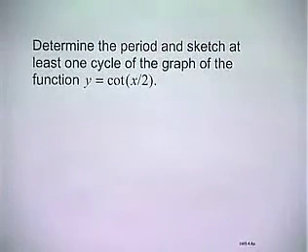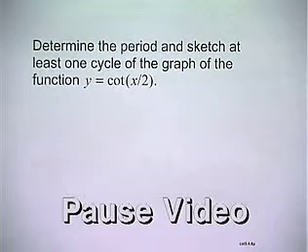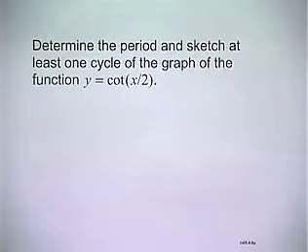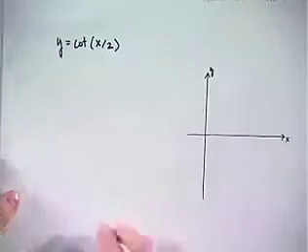Well, let's continue and look at the following problem. What I want you to do is determine the period and sketch at least one cycle of the graph of the function y equals cotangent x over 2. Pause the video and try this, and when you're finished, restart the video to check your work. Well, let's see how you did. Remember, what we want to do is find the period and sketch at least one cycle of the graph of y equals cotangent x over 2.